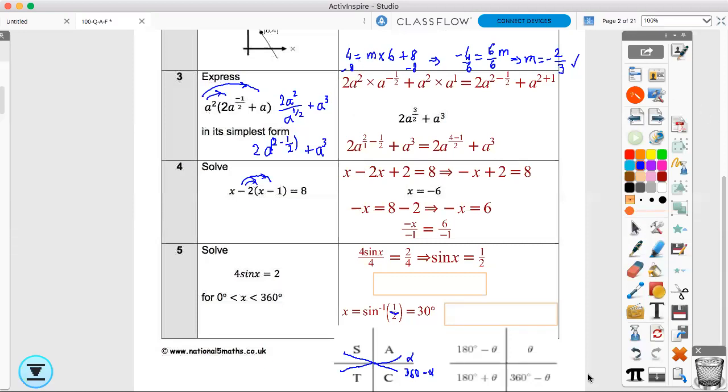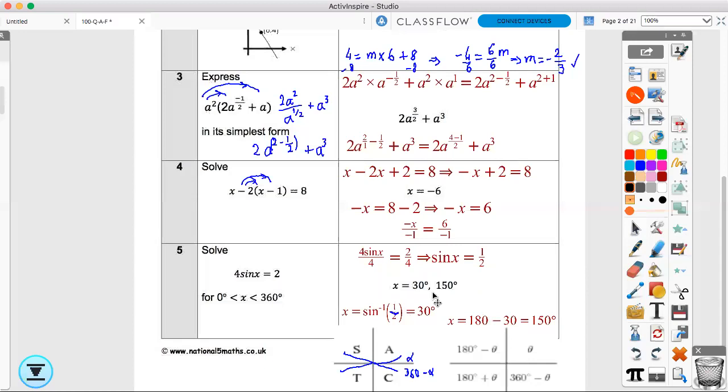Then once you've got your shift sine, we said that the second one was at 180 take away 30, because that's where S is positive, right? 180 take away 30 is just 150. And your two answers, you can write them like that if you want, or you can just leave it like that. Your two answers are x equals 30 degrees and x equals 150 degrees.